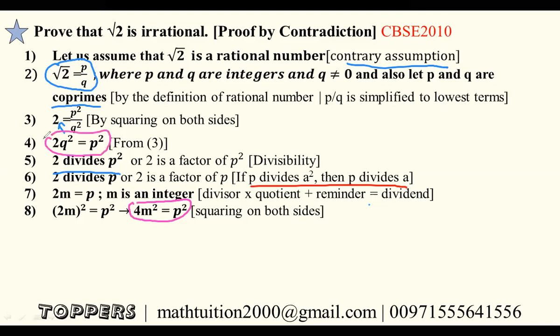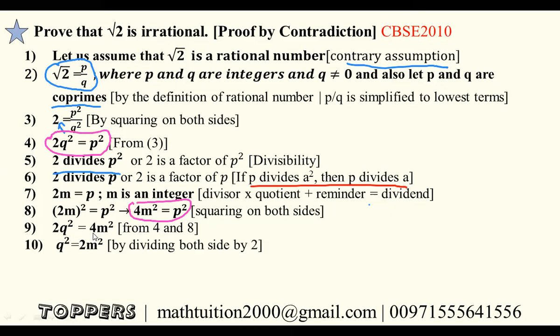What is the speciality? The RHS, right hand side, of these two equations are the same, P square, P square. In such cases, we can say that their LHS are equal, meaning 2Q square equals 4M square. This is from statement 4 and statement 8. Next, divide both sides by 2. So we get Q square equal to 2M square. We are dividing 2Q square by 2, so we get Q square. Then dividing 4M square by 2, we get 2M square.